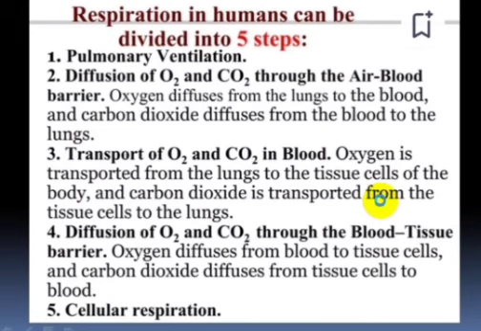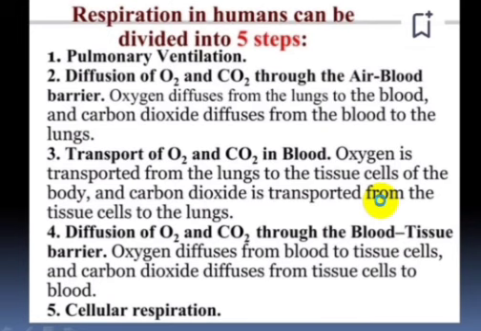Then number 3, the third step, is transport of gases. Oxygen is transported from lungs to the body and carbon dioxide from the tissues to the lungs and to the environment. Number 4, diffusion through the blood tissue barrier. Of course, oxygen diffuses from blood to tissue cells and carbon dioxide is basically the same thing.